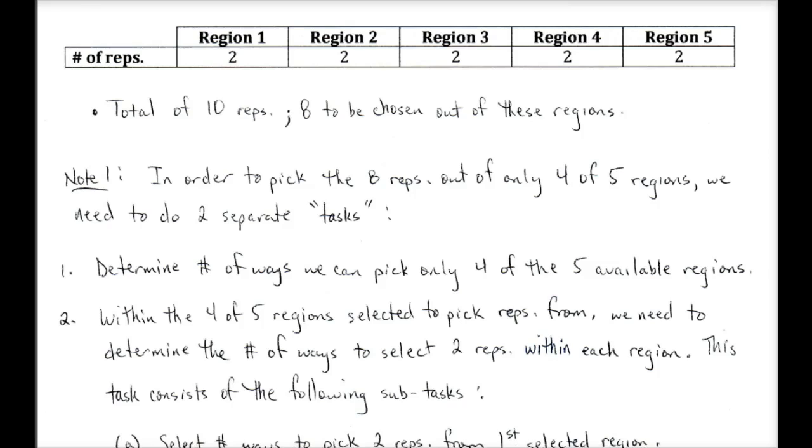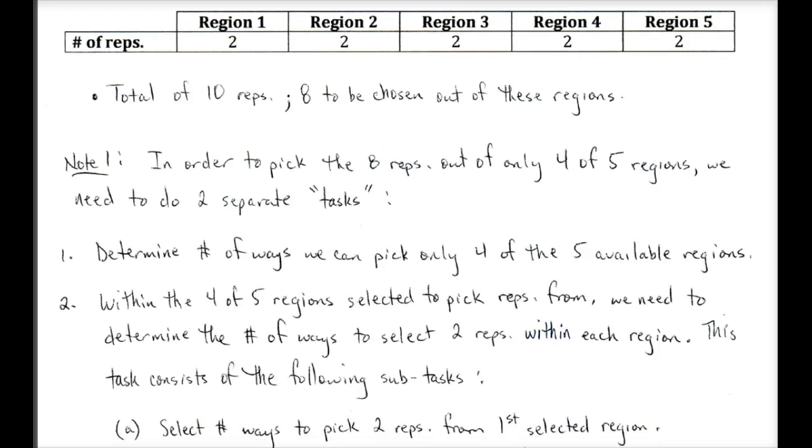In my first note, I say here that in order to pick the 8 representatives out of only 4 of the 5 regions, we need to do 2 separate tasks. I put task in parentheses because whenever we have to do a succession of tasks, that is code word for we have to use the fundamental counting principle. For those of you that may not be familiar with it, it's just a simple principle that says the total number of ways that we will do a particular task is based upon the subtasks that are involved.